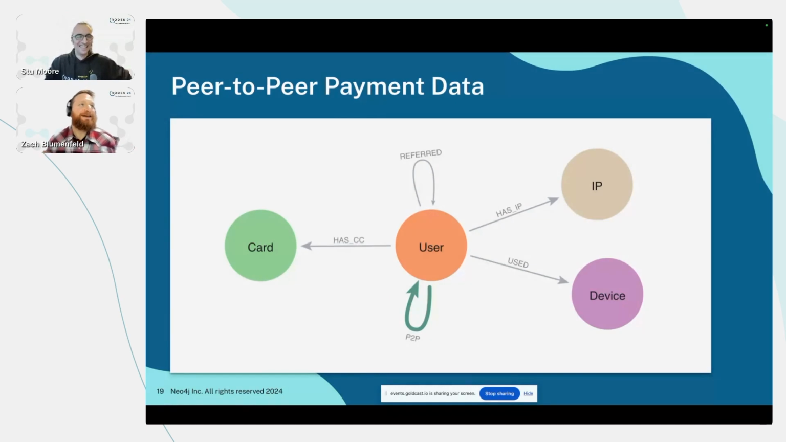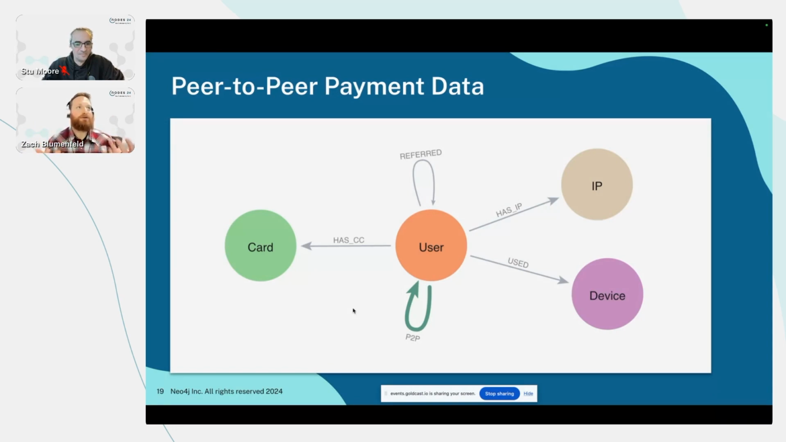So the data that we'll be looking at today is going to be from a peer-to-peer payment platform. Think of this kind of like a Venmo, where this is the data schema here. You have these user accounts, and the primary relationship that we're going to be looking at is this P2P relationship, which shows how different users are sending cash to one another inside of the application.